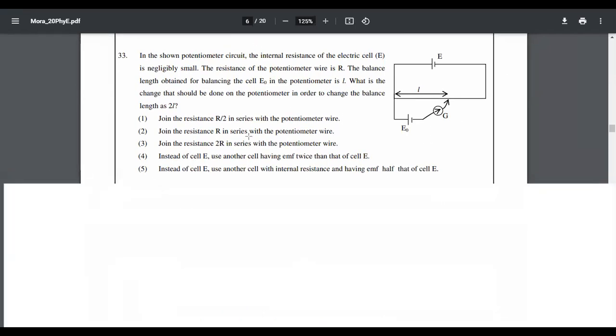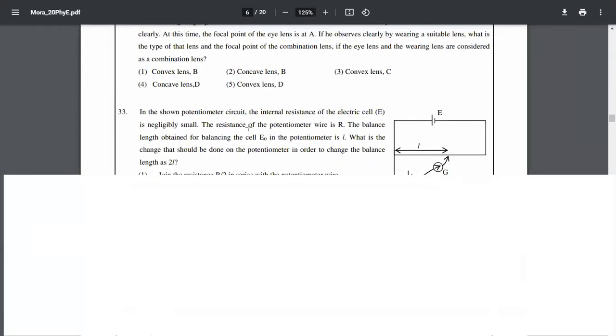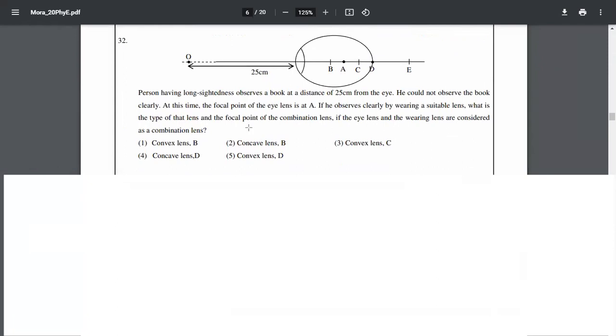Shouldn't it converge to the retina? Where? Which one? Second diagram. Second diagram, yeah, it will converge to the retina. Yeah. What is the question number?